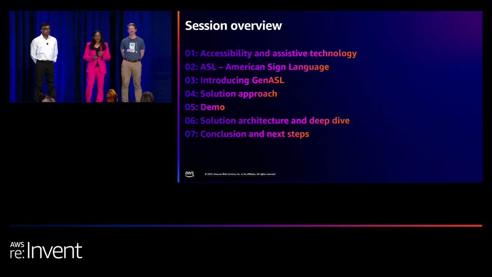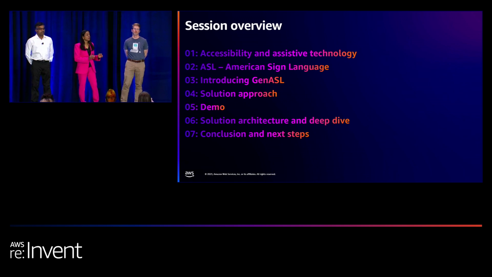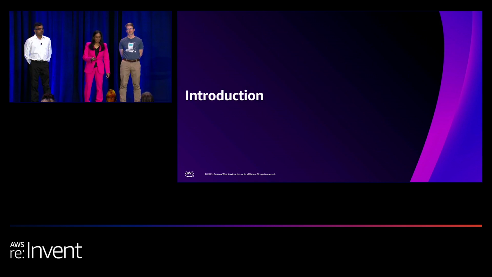All right. So in this session, we're going to be talking about how to build generative AI-powered American Sign Language avatars. In the agenda today, I'm going to be walking over what accessibility and assistive technology are. We'll talk about American Sign Language and introduce the solution we built. I will then hand it over to Suresh to do a demo that we have teed up, and he will be diving deep into the architecture and code. This is a level 300 advanced session focused on the builder's audience. With that, let's get started.